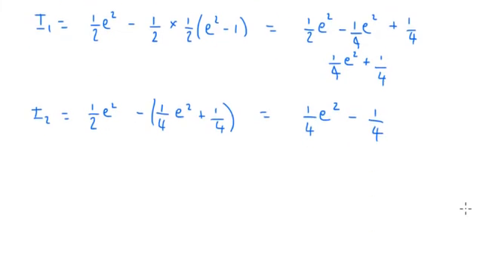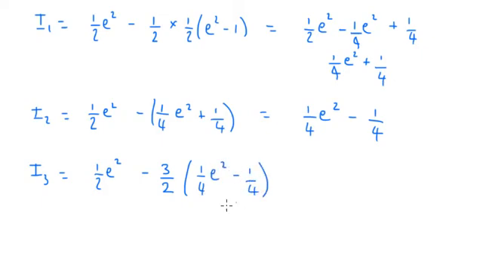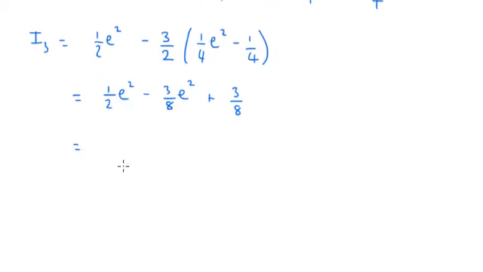And then finally I3 is going to be a half e squared minus 3 over 2 times by our quarter e squared take a quarter, which is going to give us, so that's going to be a half minus 3/8 of e squared plus 3 over 8, which is, so a half minus 3/8 is 1/8, so an eighth e squared plus 3 over 8. That's what we're after.